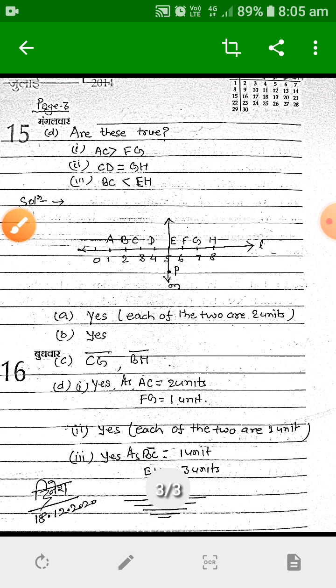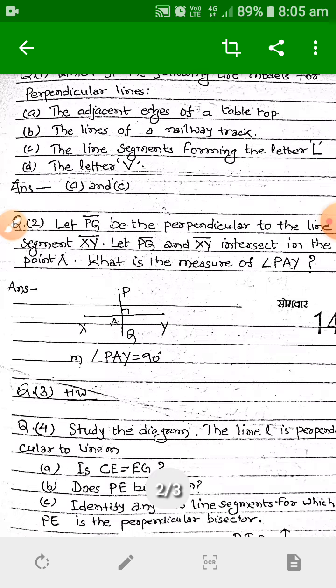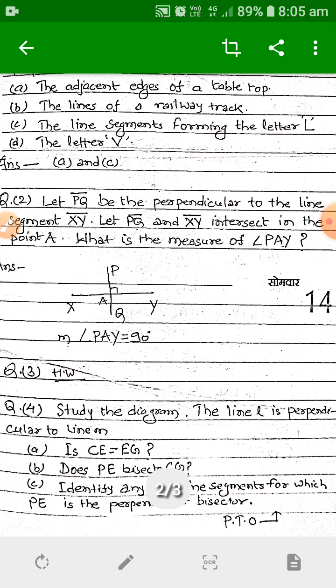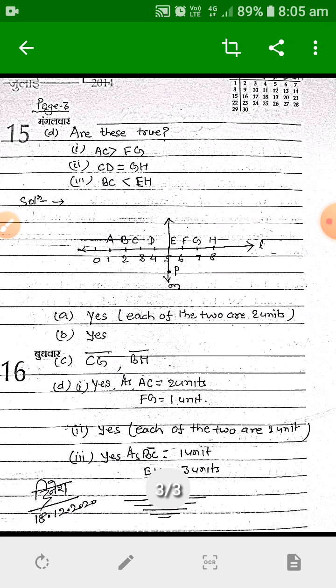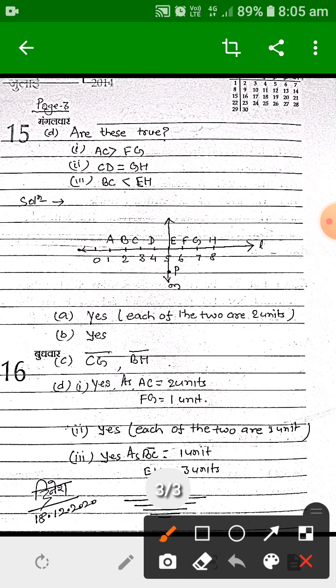Now we shall move to the second question. Does PE bisect EG? Look at the figure. PE is this line and EG is the line of length 4 units, and it is equally divided into two equal parts. Each of the two parts is equal to 2 units. So the answer will be yes.